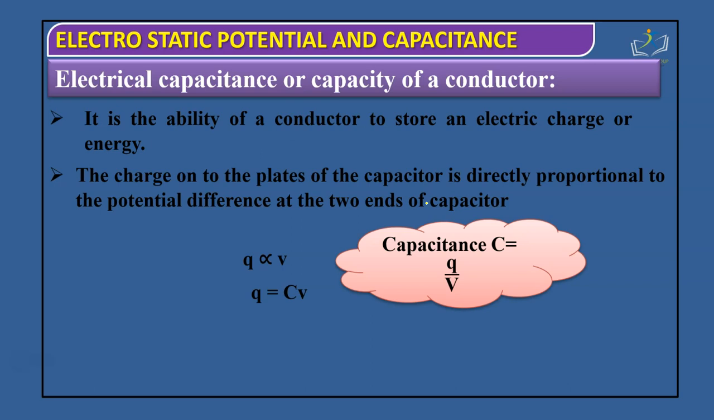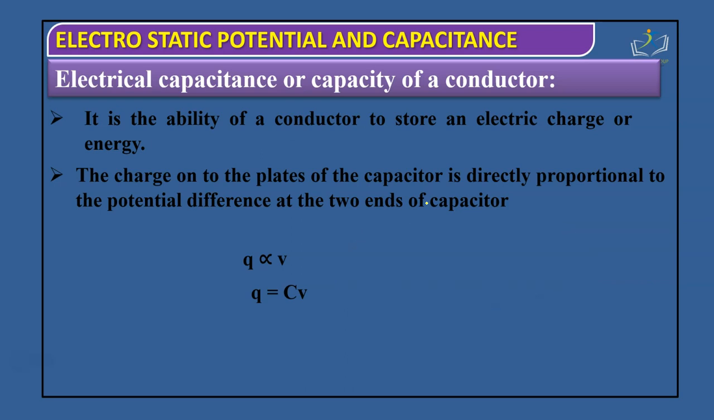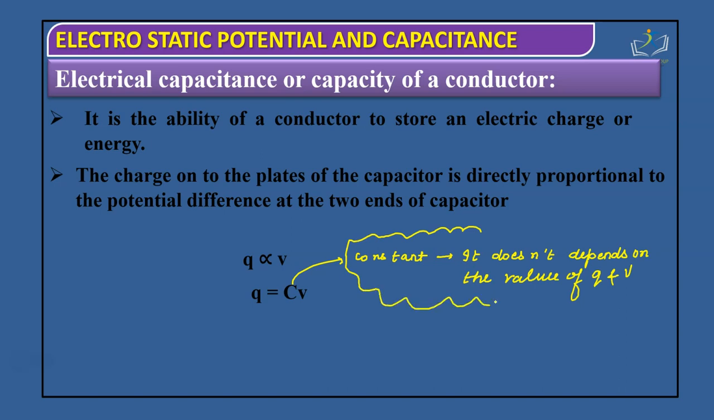So what is C? C is the capacitance, and the value of capacitance is Q by V. Now the point is that C is a constant. It does not depend on the value of Q and V. It's a very important point which you have to remember for your board examination.